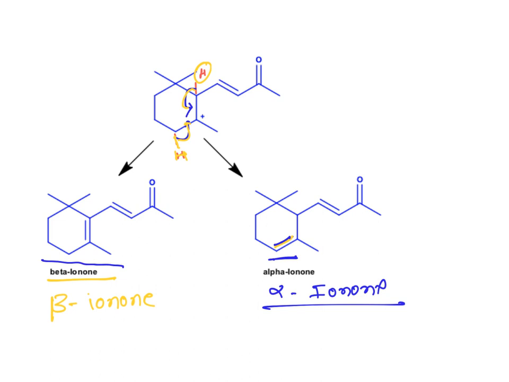So in this fashion, alpha and beta irones can be synthesized by taking citral as a starting material, reacting with acetone in presence of basic medium, undergoing a condensation reaction which gives a product, and this product on acid catalyzed reaction undergoes a cyclization reaction, giving alpha-irone and beta-irone.